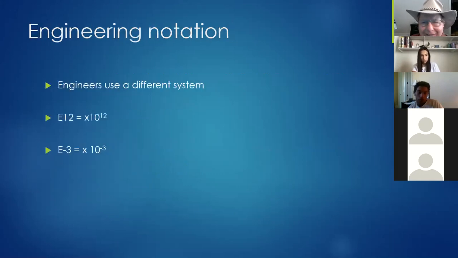Engineers use a different system. And actually engineering they're smarter. So you can represent 10 to the 12th power by saying E12. You can use the same notation. Times 10 to the -3 is equal to E minus 3. Questions on that?